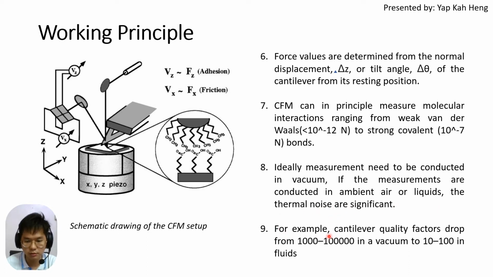For example, if we use the vacuum, the quality factor will be between 1,000 and 100,000, which gives a very high quality image with very little noise. But if we use ambient air or liquid, the quality factor will drop to only 10 to 100. So we will get a lot of noise from it. We want to get a very clear and very perfect result, so you need to use the vacuum environment.